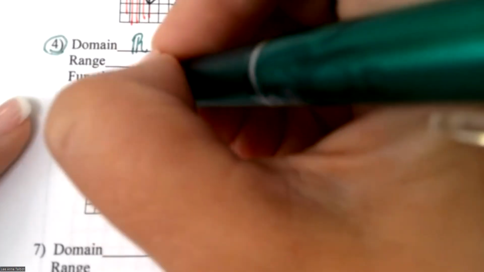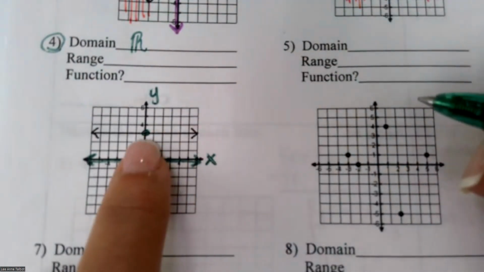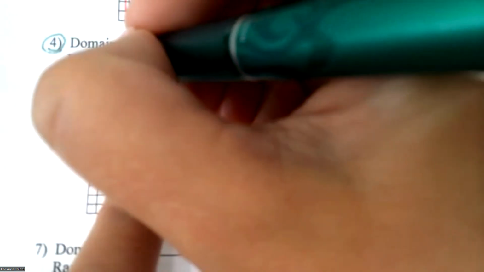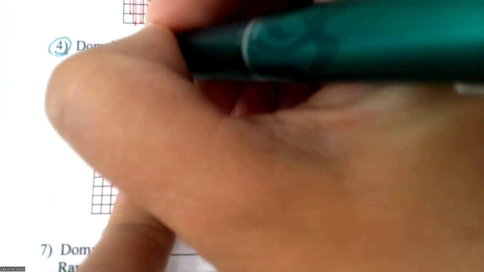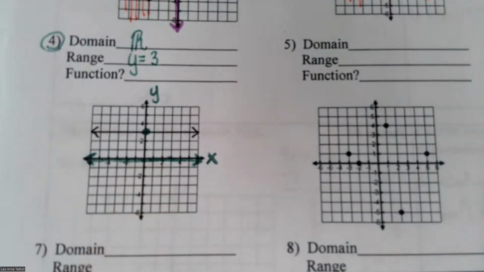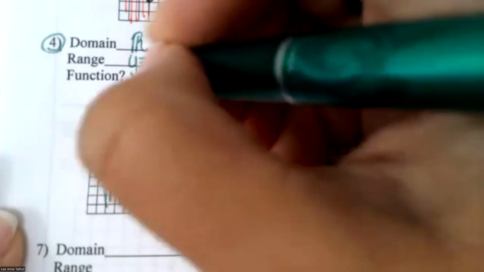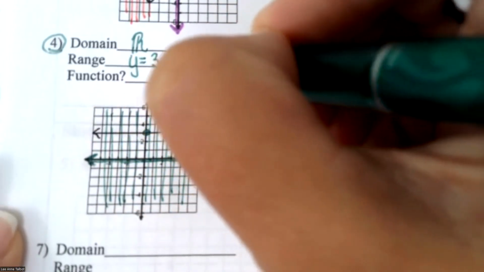Okay. Now, the y, the range on this one is only one spot. There's only one spot for the y, and that is 3. Vertical line test. Does it pass? Yes. And this is also continuous.